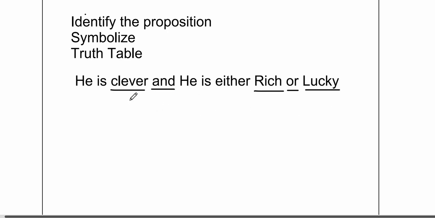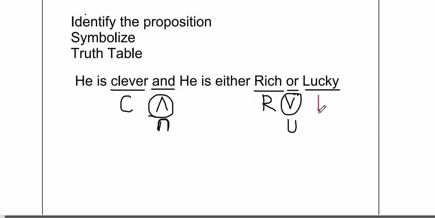Now C stands for clever, and ∧ stands for and, or you can also write the symbol given in the book. I would prefer this symbol, so I will continue with this one. Rich is capital R, and or is this symbol, or they write it like this also in the book. And lucky is L. All of C, R and L should be in capital letters.